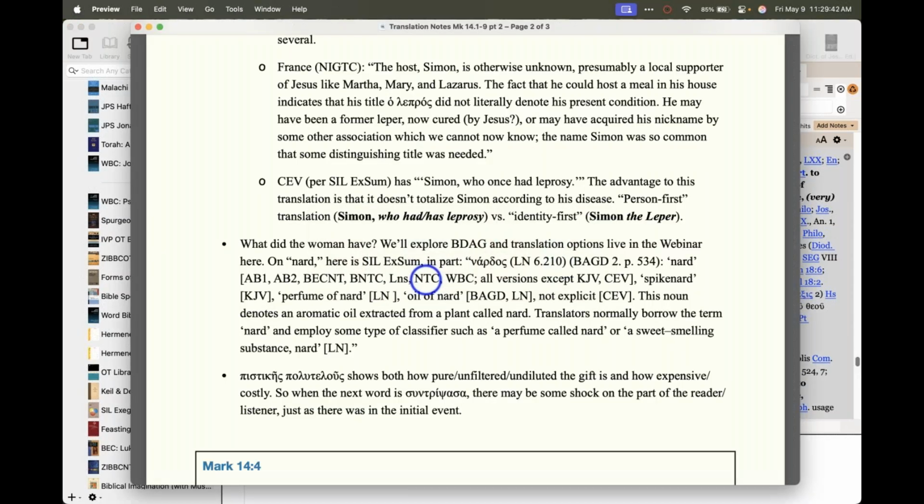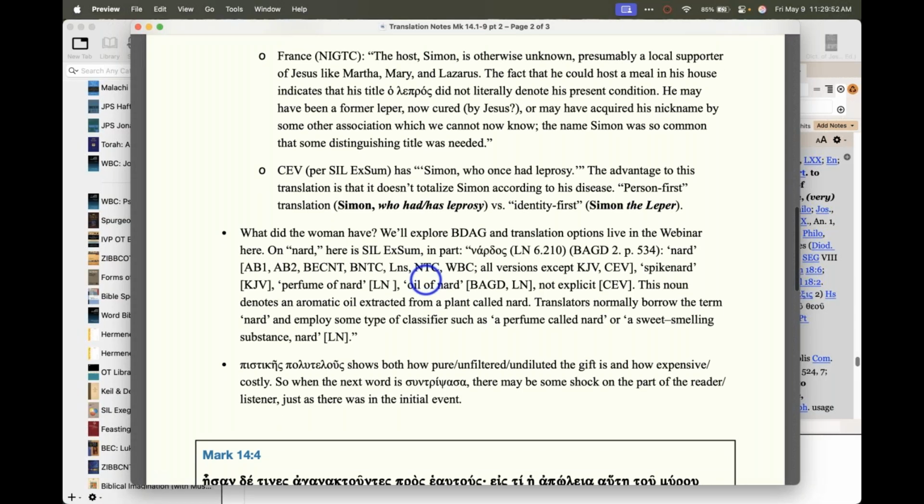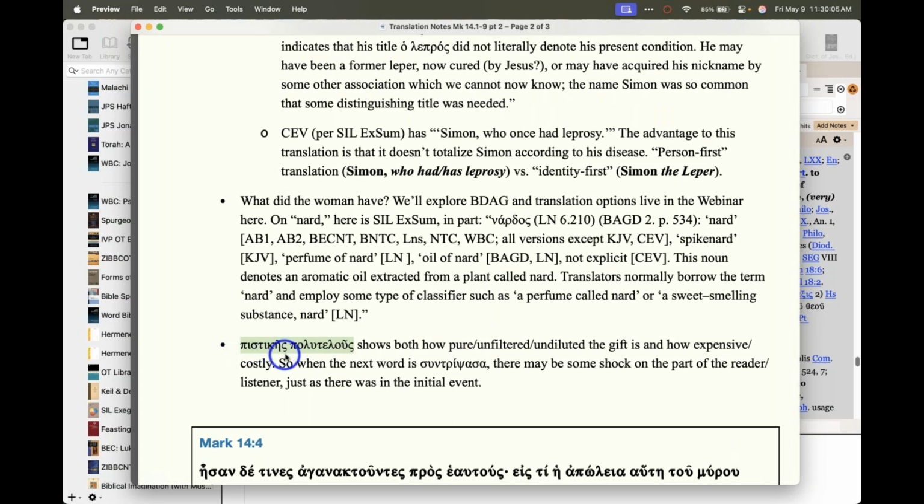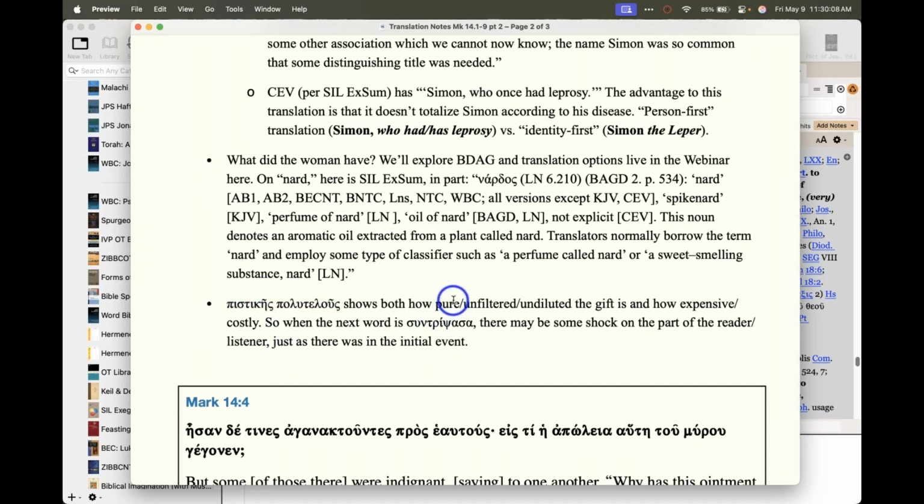So I'm often wanting to ask the question, as a translator and as someone who wants to follow Mark on Mark's terms, what is the author doing now? And what he's doing here is, on the one hand, showing just how pure, unfiltered, undiluted the gift is, and how expensive it is. He does that with those two words. So we could understand this first word, pistikes, as having to do with the purity or unfilteredness or undilutedness or the fullness of the gift. And then this polutelous is how expensive or costly it is.